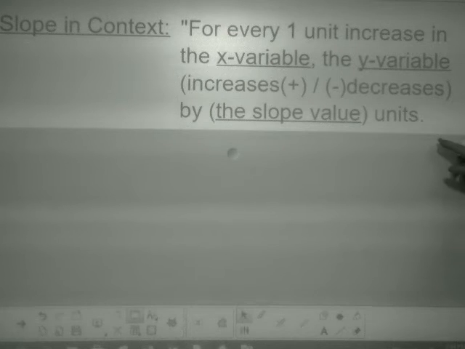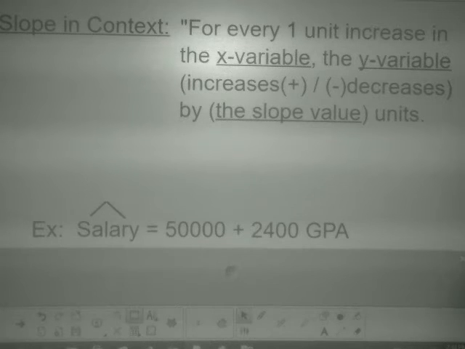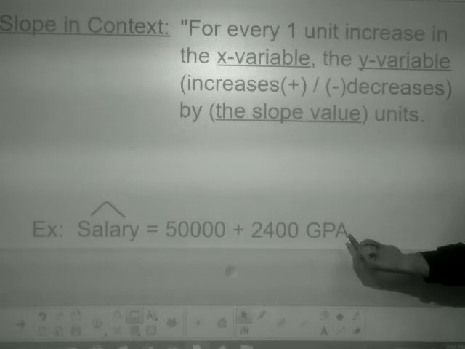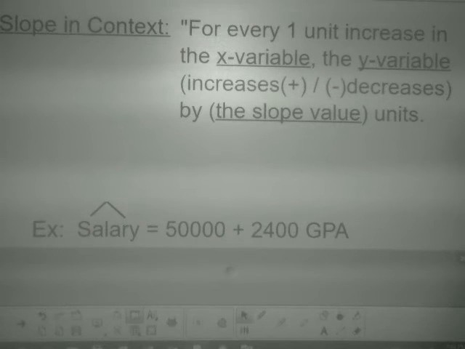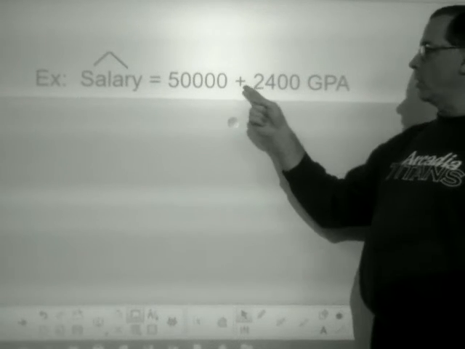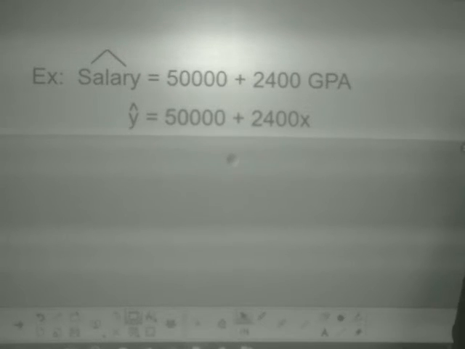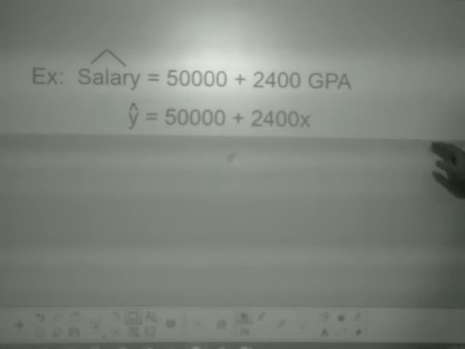That's slope in context. So let's look at an example that I made up. Some people say, oh, you go and get really good grades, and if your grades are good, you'll make more salary. So here's an equation that someone came up with. They said, the predicted salary is $50,000 plus 2,400 times whatever their GPA was in school. So here's the equation without the words. Y hat equals 50,000 plus 2,400 times x.